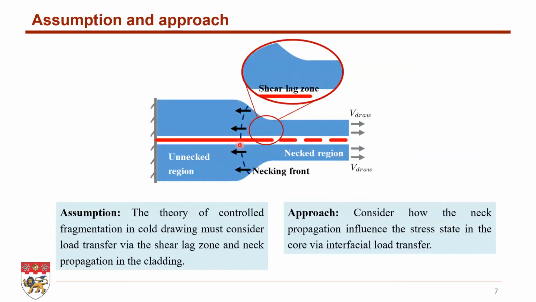If we look into this local area near the neck, it's easy to identify a shear lag zone where the load is transferred from the cladding to the core. And also, we think the neck propagation should play some important role in this process, like it can influence the stress state in the core via interfacial load transfer. So this is our basic idea to develop a theoretical work.